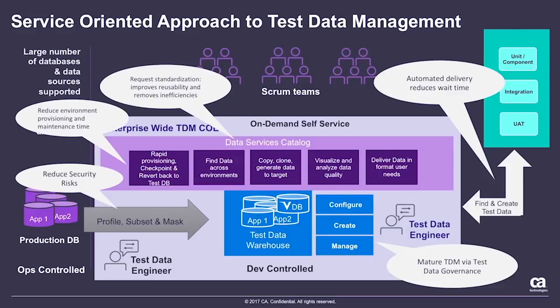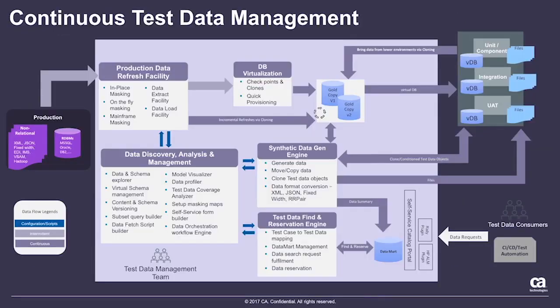Now here's an example. In this graphic here, we're showing what continuous test data management looks like. So what this system does is it helps automate many of these processes that we've talked about in terms of finding the right data and then being able to manage or manipulate that data and then deliver the test data to the testers that need it. So this is what we call the continuous test data management cycle.